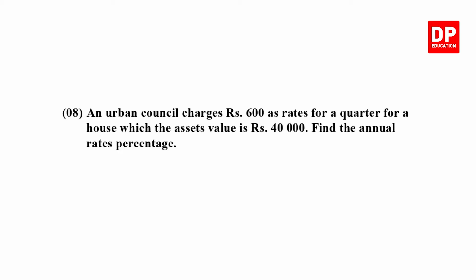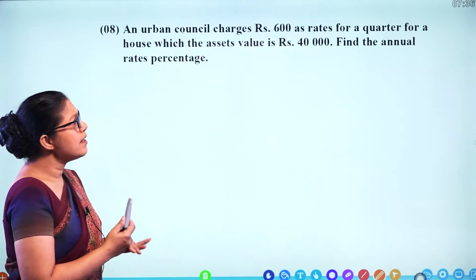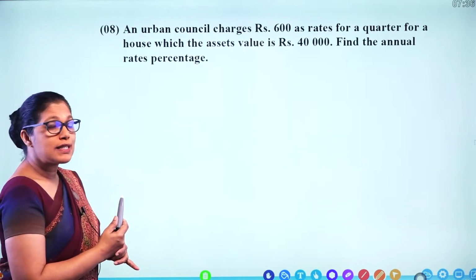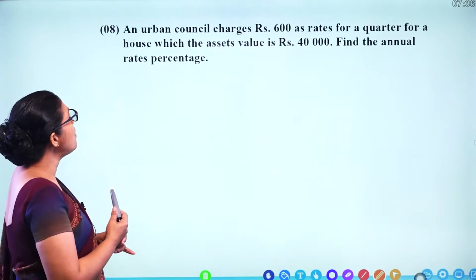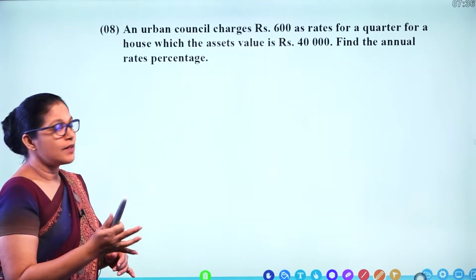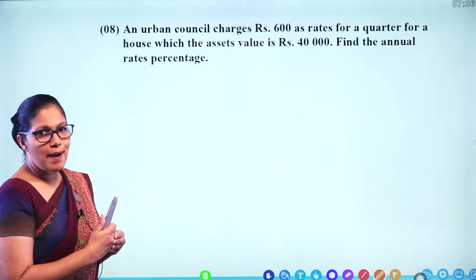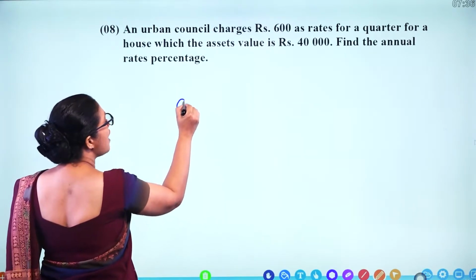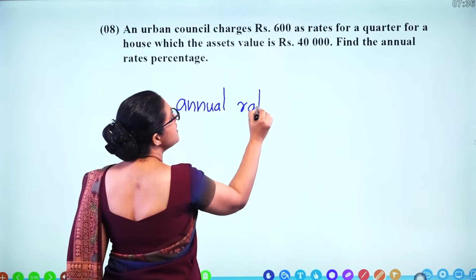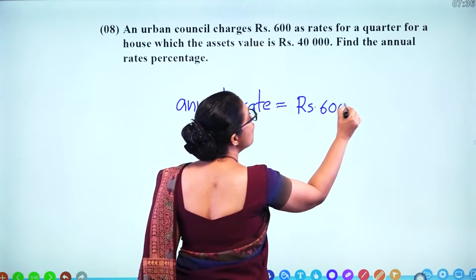Question number 8. An urban council charges 600 rupees as rates for a quarter for a house, which the assets value is 40,000 rupees. Find the annual rates percentage. So quarter means 1/4 of a value. So how can you find out the annual value? Just multiply by 4. So first we'll find out the annual rate. Annual rate is 600 rupees multiplied by 4.